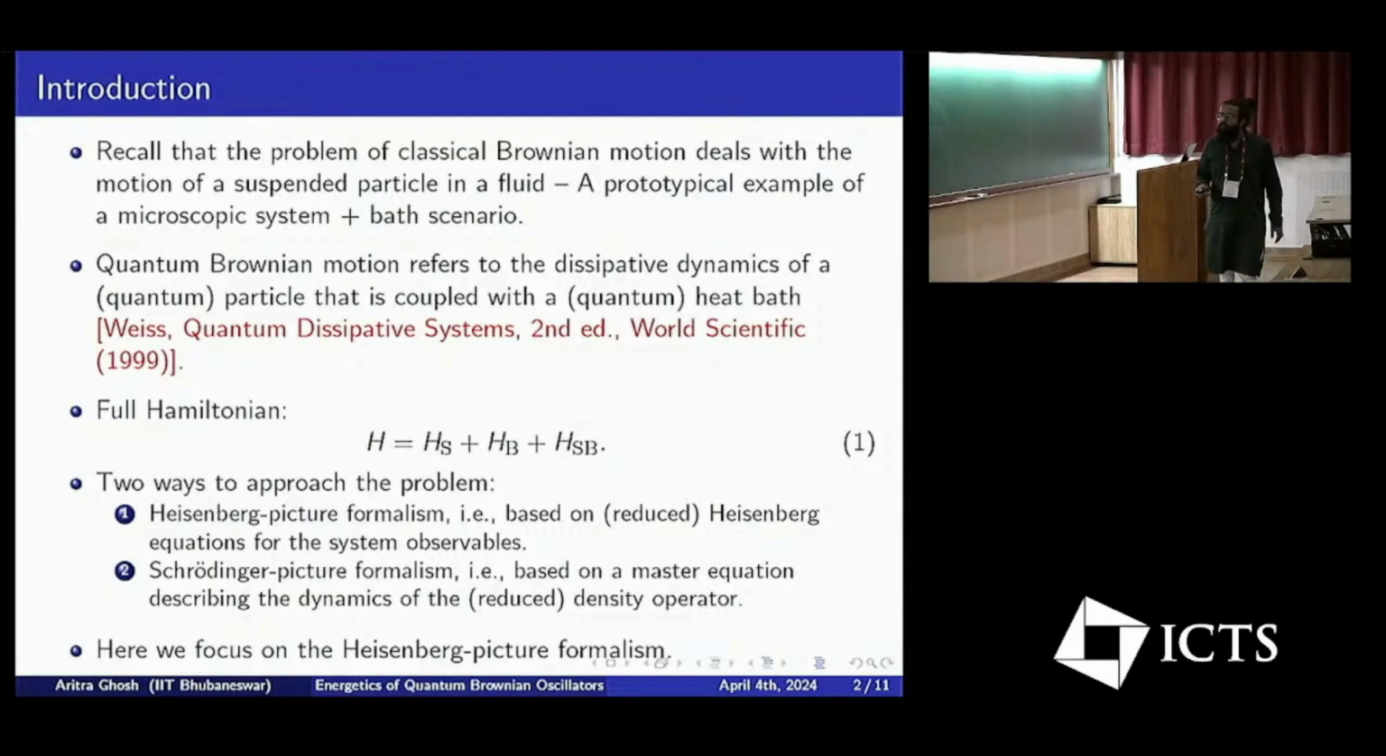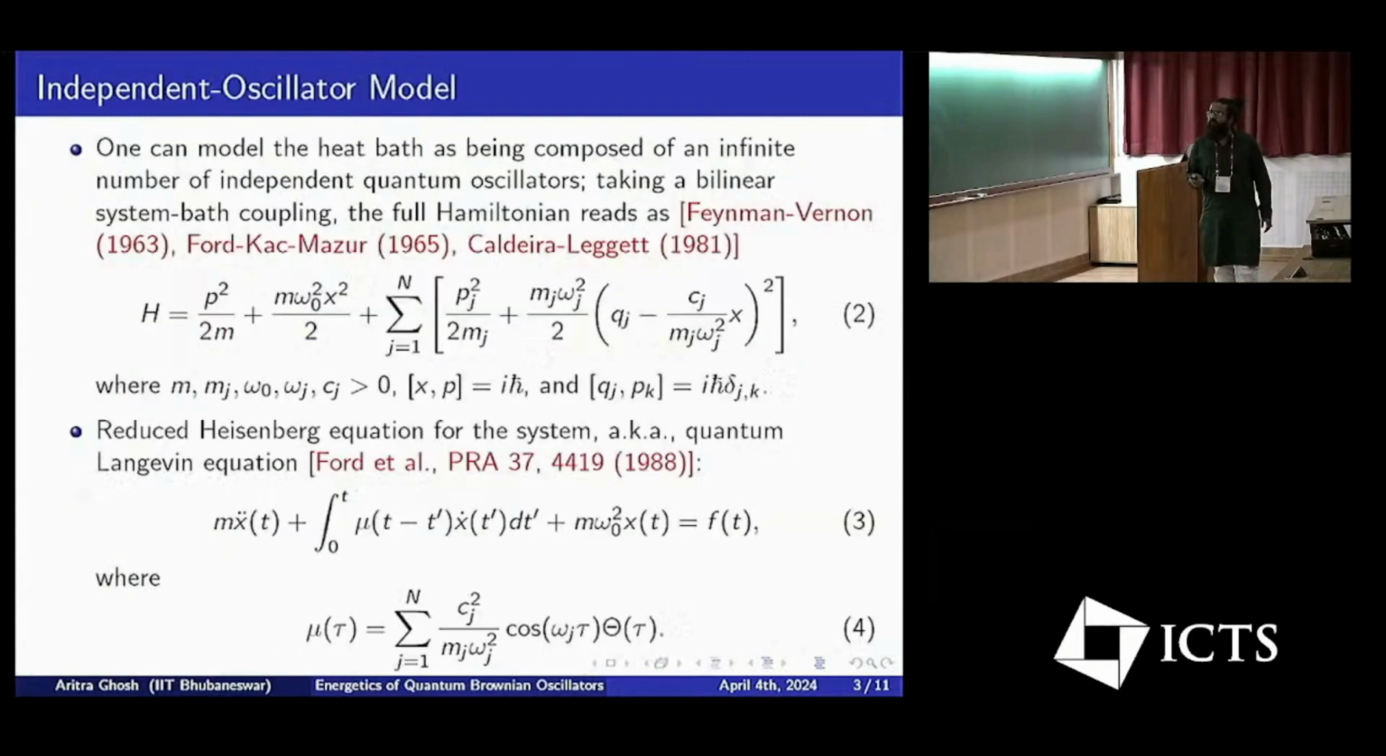There are mainly two ways to approach this problem. One is the Heisenberg picture formalism, where you talk about equations of motion for the observables characterizing the system, by tracing over those of the bath and substituting them into the system. And the other is the Schrodinger picture formalism, which talks about, say, a master equation for the reduced density operator. We'll talk about the Heisenberg formalism.